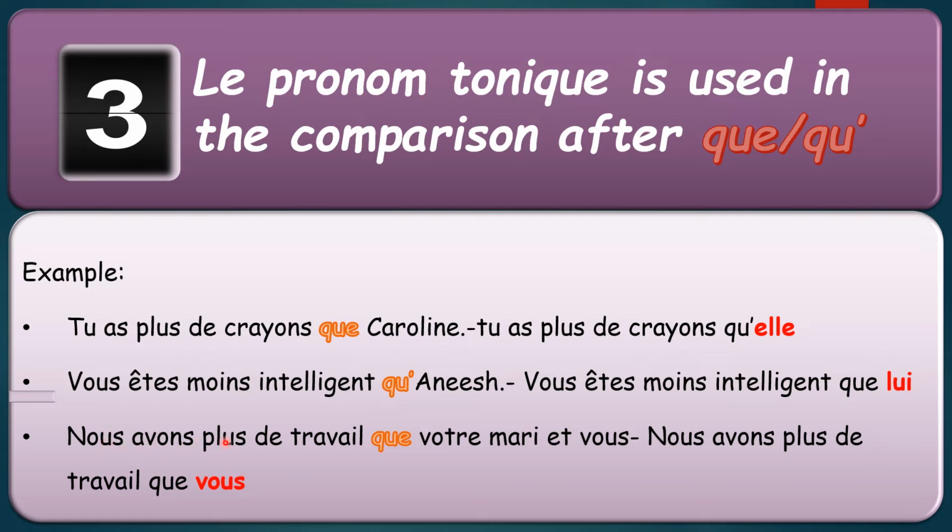Third, nous avons plus de travail que votre mari et vous. I've tried to say we have more work than your husband and you. They both are considered as you all, second person plural. That's why I have replaced it with vous. Nous avons plus de travail que vous. Your husband and you will be replaced with vous. If I had written here notre mari et nous, I would have replaced it with nous.